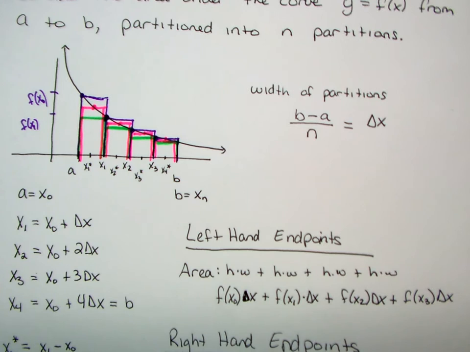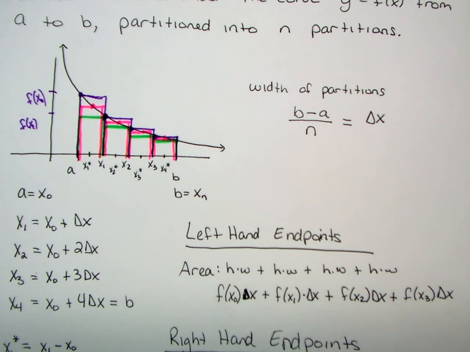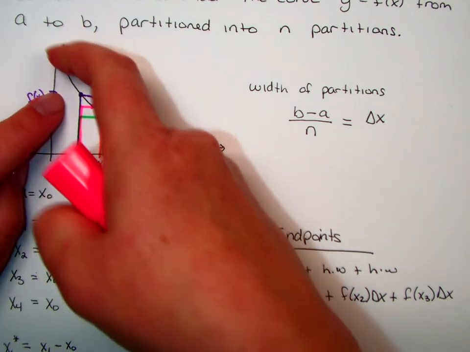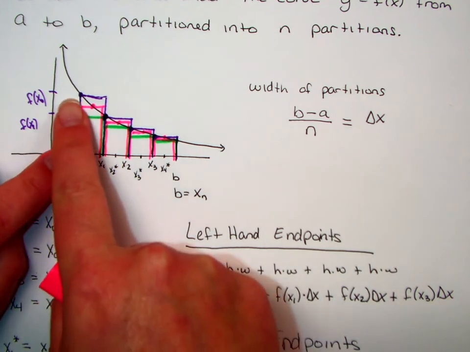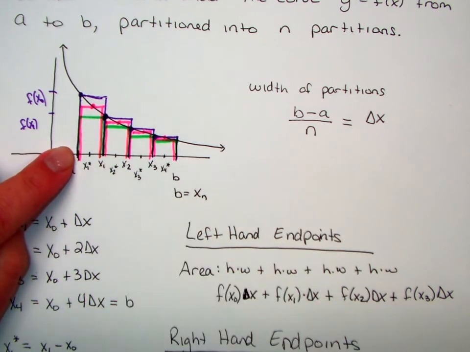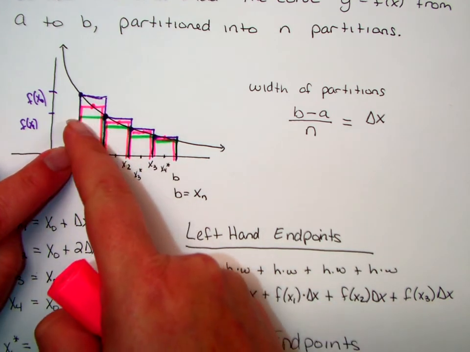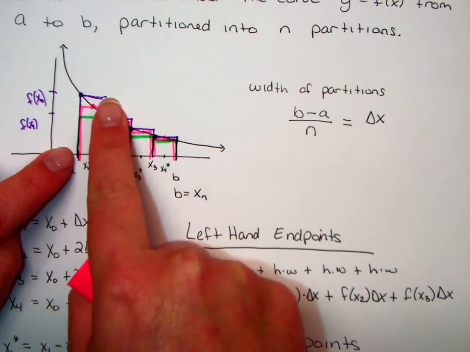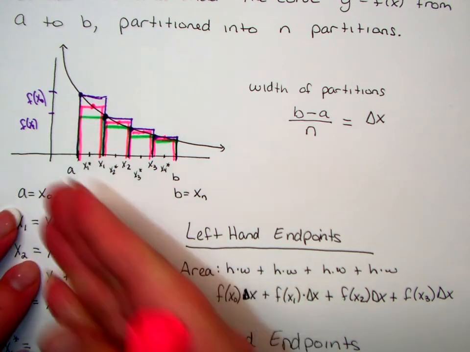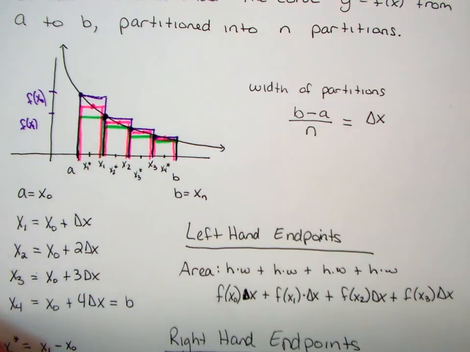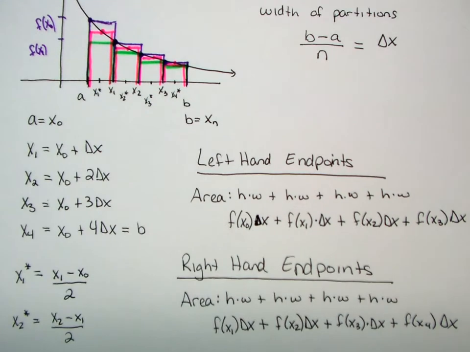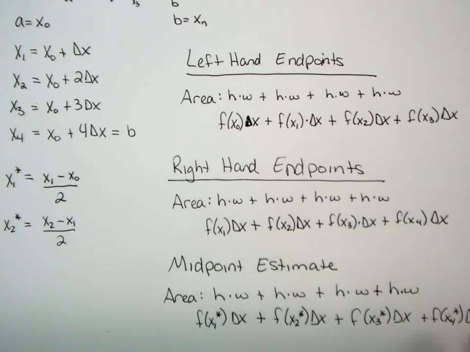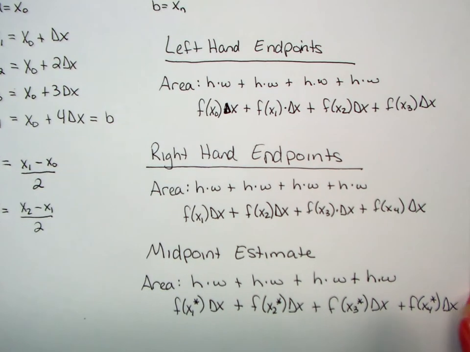So we get different approximations, right? When the function is decreasing, going down like this, the left-hand endpoint is going to be an overestimate. The right-hand endpoint is going to be an underestimate. The green ones were an underestimate, and the midpoint is going to be a mix. Now, if the function was increasing, it would be the opposite. But we do have three ways of calculating the area using rectangles.